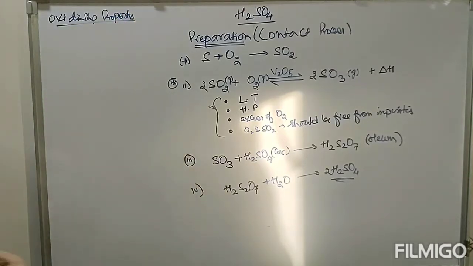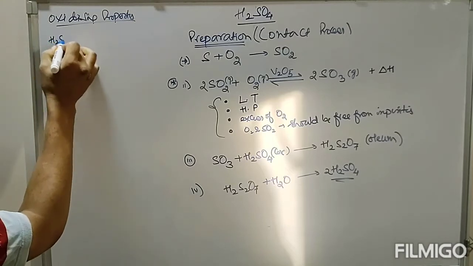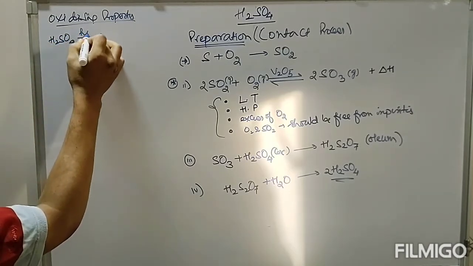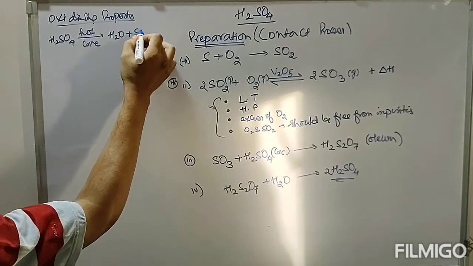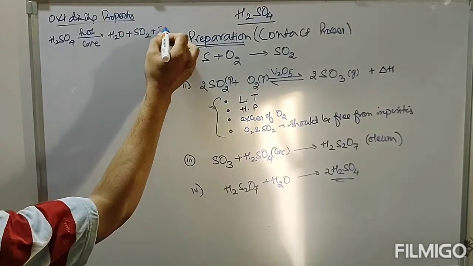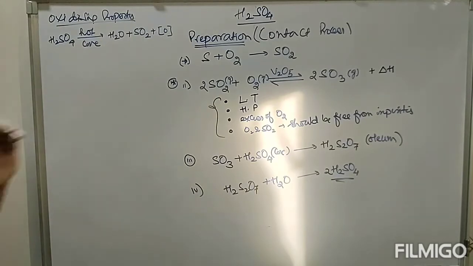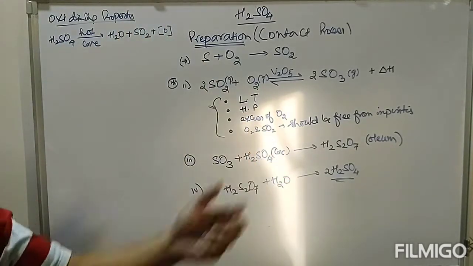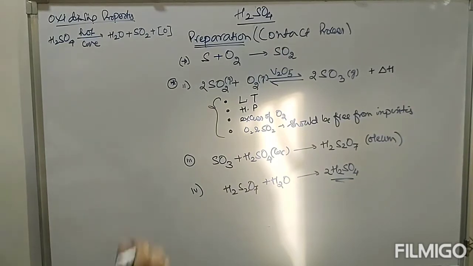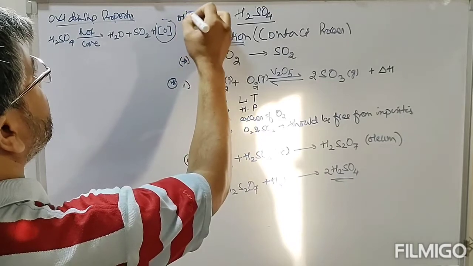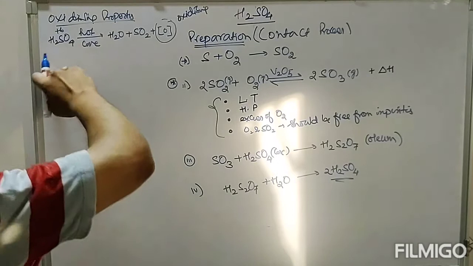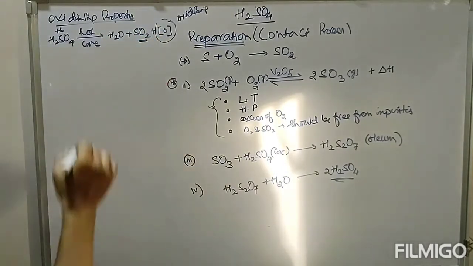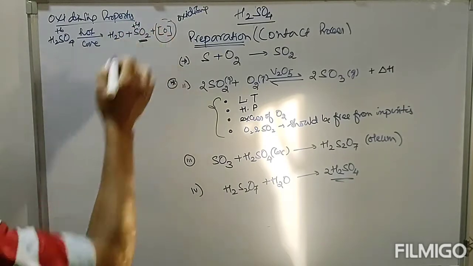The oxidizing property of sulfuric acid: hot and concentrated H2SO4 gives H2O plus SO2 plus active oxygen. The formation of this active or nascent oxygen is responsible for this oxidizing behavior. So this shows very strong oxidizing behavior, and as we look here, sulfur is in its highest oxidation state, so it will always show oxidizing property. When sulfuric acid acts as an oxidizing agent, the product formed is sulfur dioxide, that is, a lower oxidation state, +4.